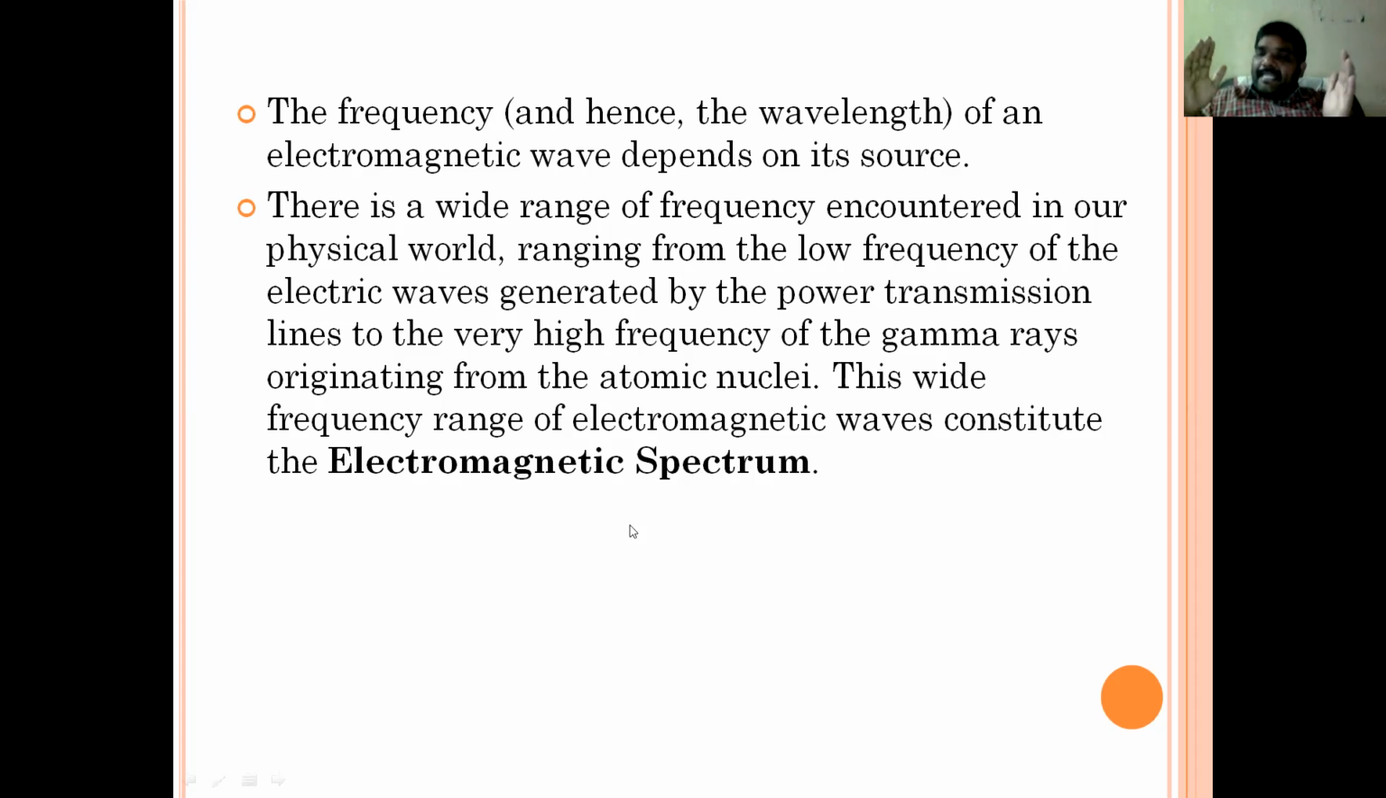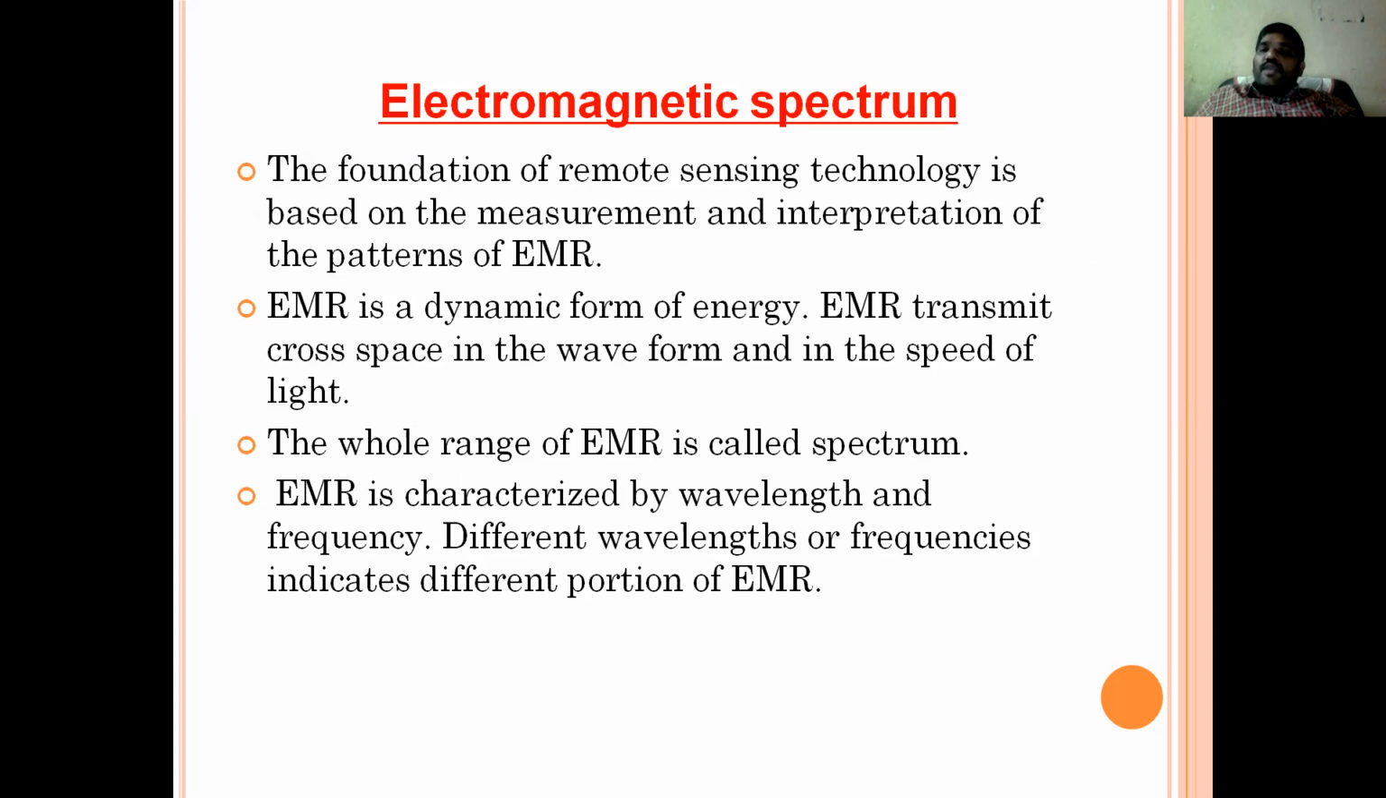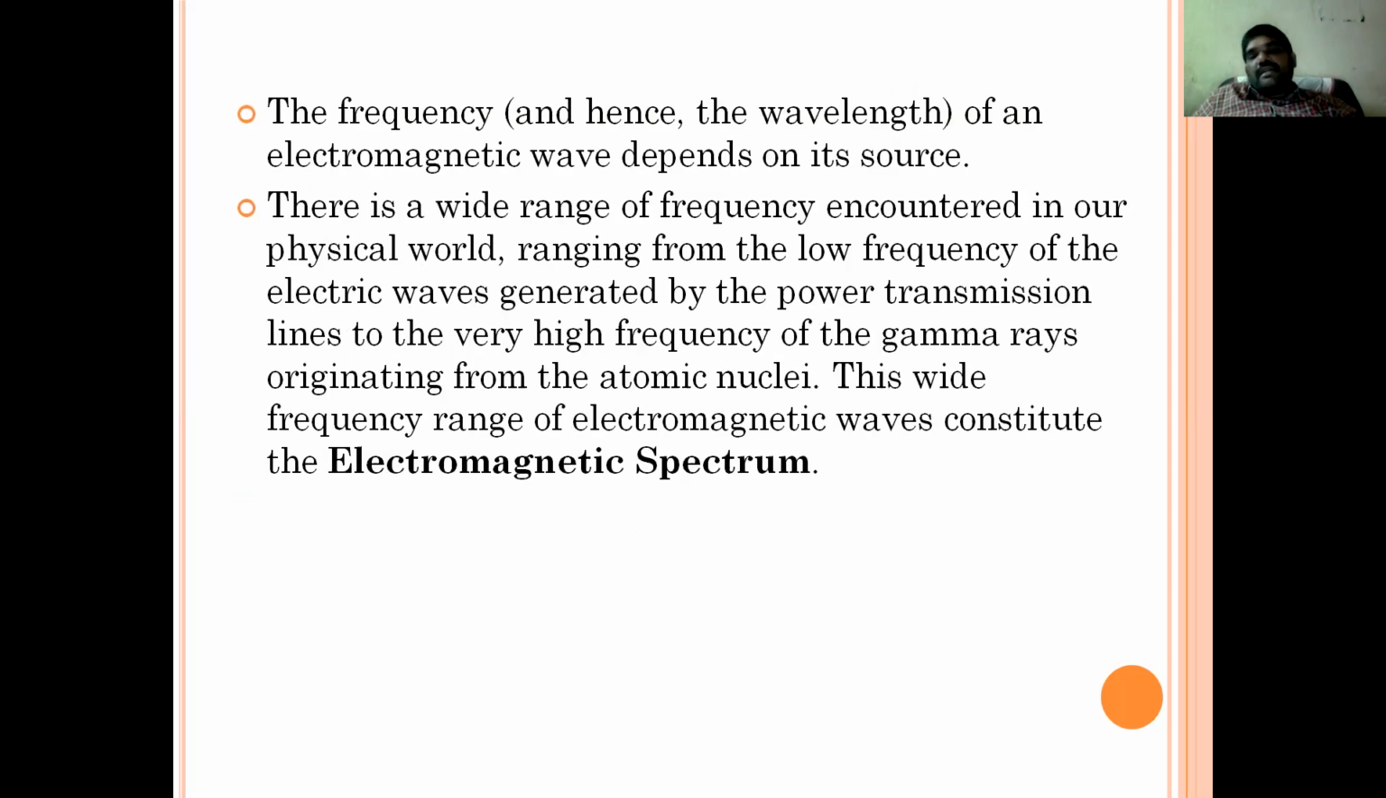When you make an attempt to bring all those frequencies and wavelengths onto one particular place, it can be framed as a spectrum, that is the electromagnetic spectrum. Understand what the electromagnetic spectrum is: if you bring all those low frequency and high frequency waves onto one particular paper, it constitutes an electromagnetic spectrum. That's what we are going to discuss in this presentation.